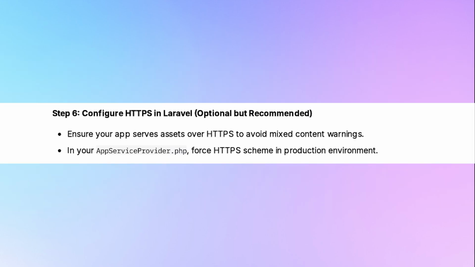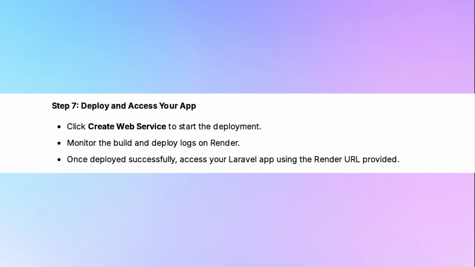After this, configure HTTPS in Laravel. Ensure that your app serves assets over HTTPS to avoid mixed content warnings. In your AppServiceProvider.php, force the HTTPS scheme in the production environment and click Create Web Service to start the deployment. Monitor the build and deploy logs on Render and once deployed successfully, access your Laravel app using the Render URL provided. And that's it. Your Laravel project is now hosted on Render with Docker, ready for production use.